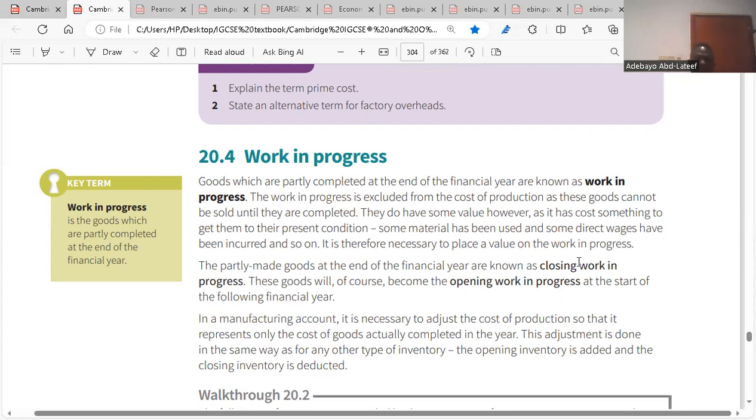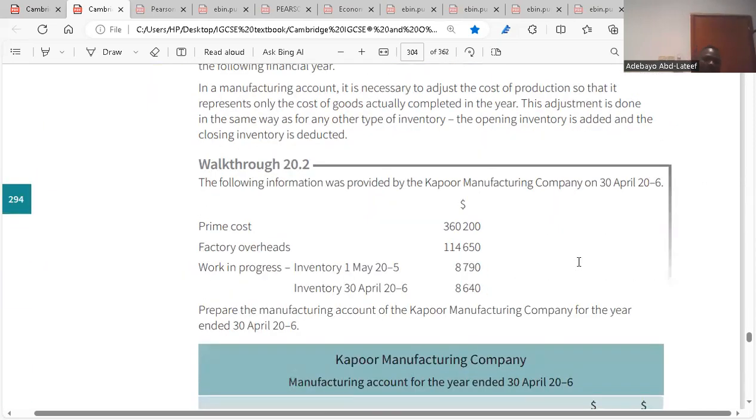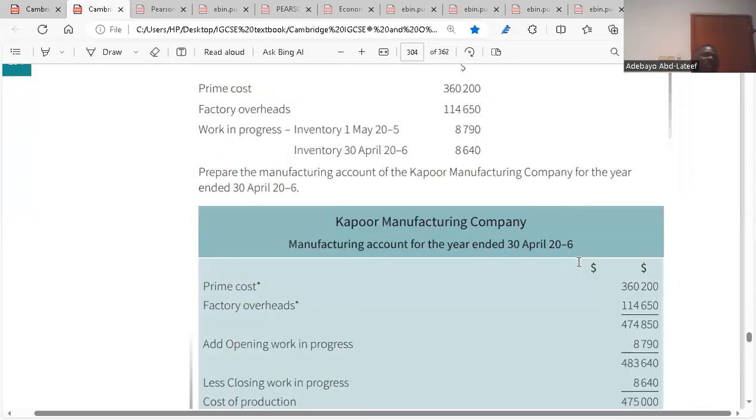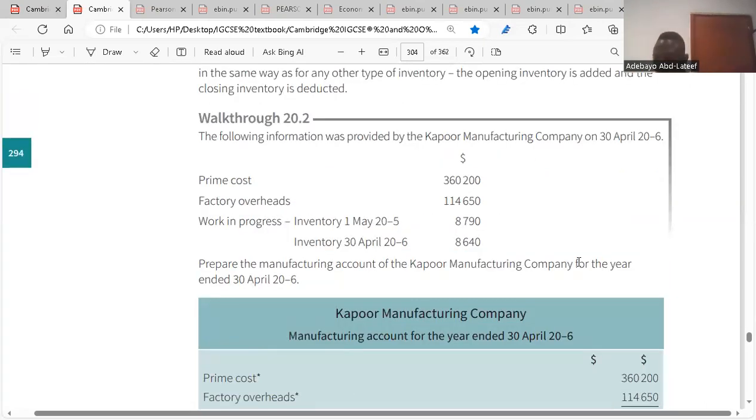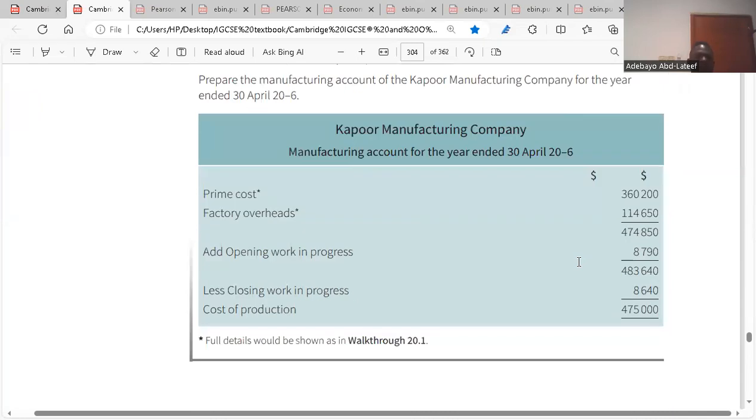So the manufacturing account is necessary to adjust the cost of production so that it represents only the cost of goods actually completed in the year. This adjustment is done in the same way as other types of inventory: the opening inventory is added and the closing inventory is deducted. So as soon as we have our prime cost and our factory overheads, we add them together to get the cost of production, and we deduct our closing work in progress. So prime cost plus overheads plus opening work in progress minus closing work in progress will give us the cost of production for the new accounting year. Is it clear, please?